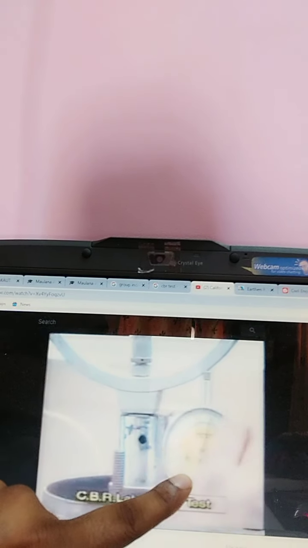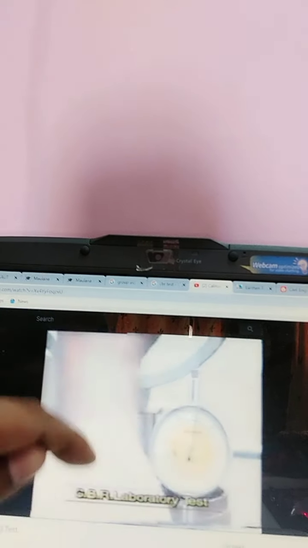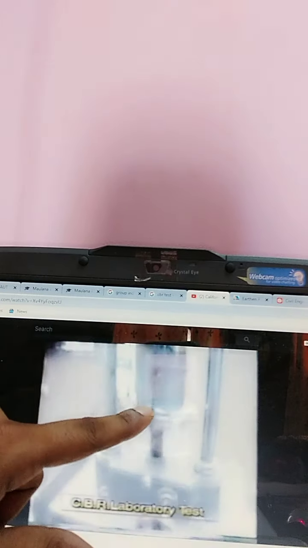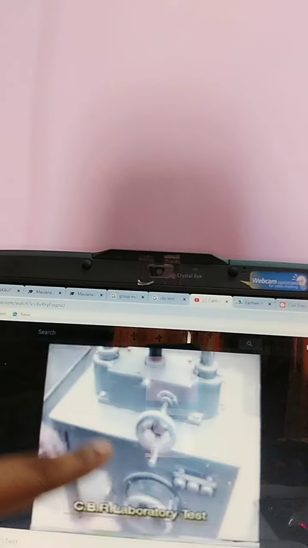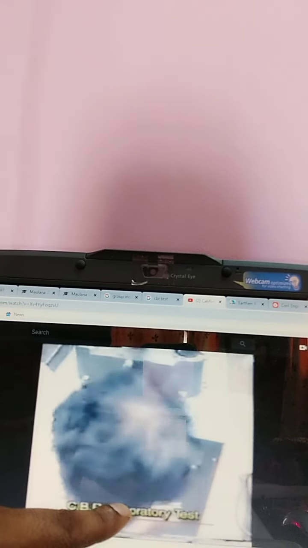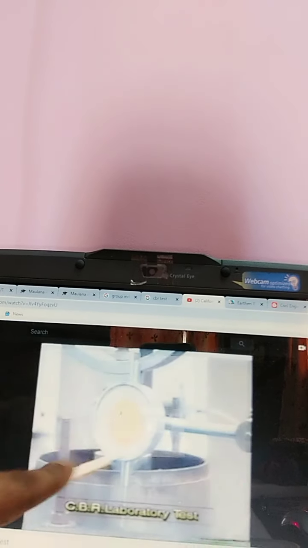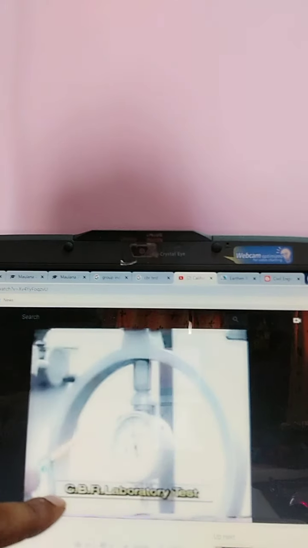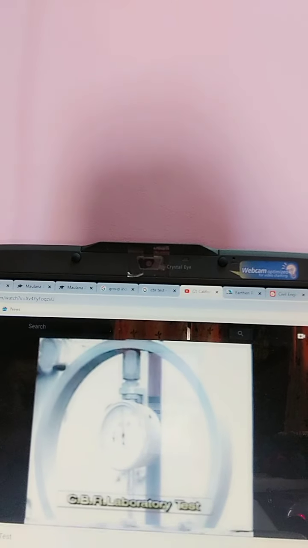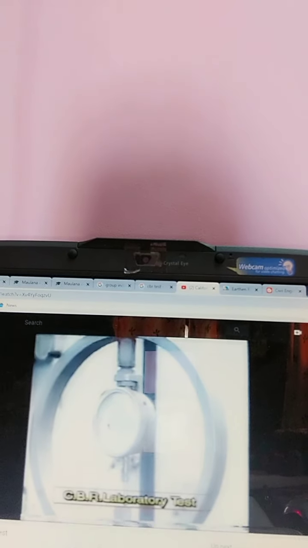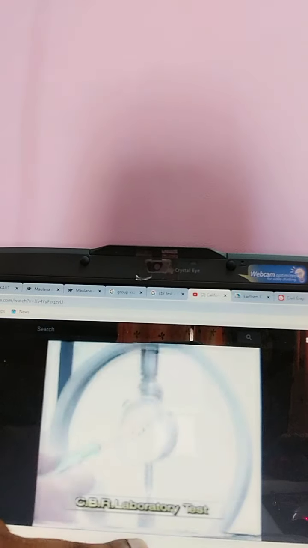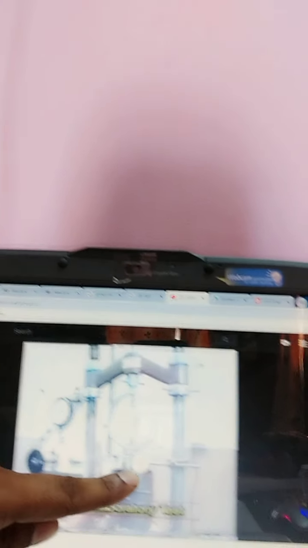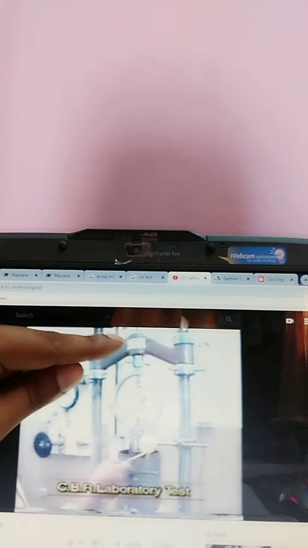So here you can see this is the dial gauge. This will measure the penetration, and this is the proving ring. This will measure the load. So they are applying the load. This is the machine. Here is the gear. They are setting the gear, and the machine will run at a particular rate, that is 1.25 mm per minute. That means within 1 minute 1.25 mm penetration will occur. Here you will measure the penetration.